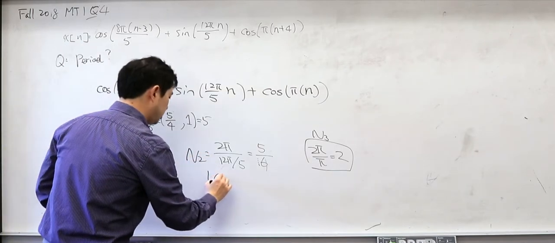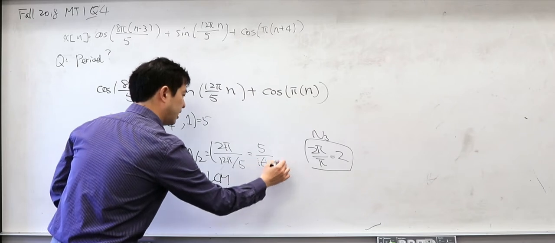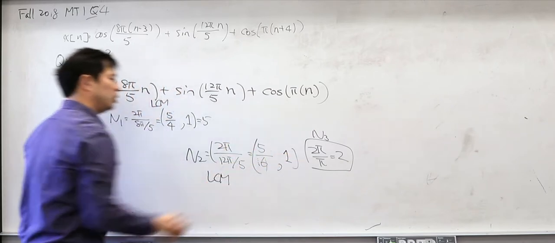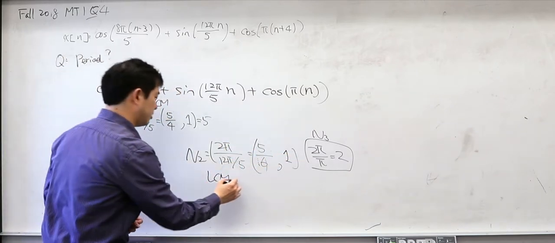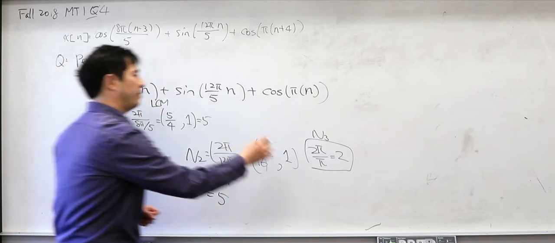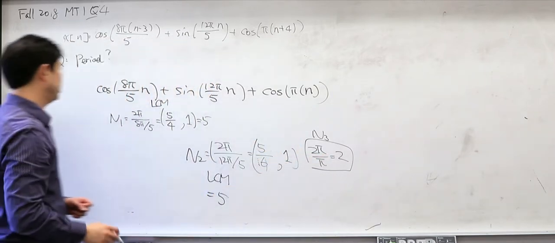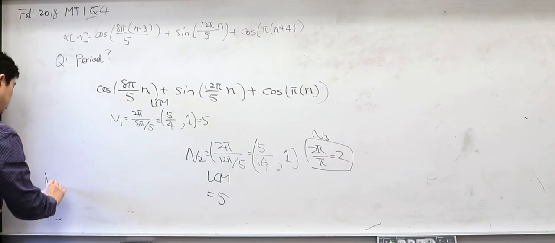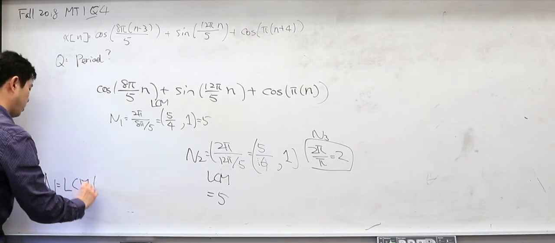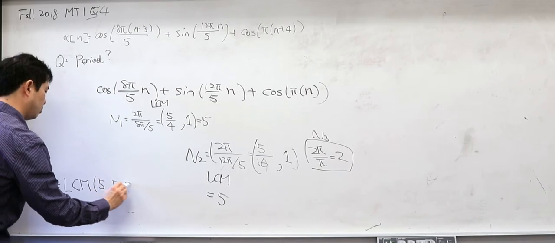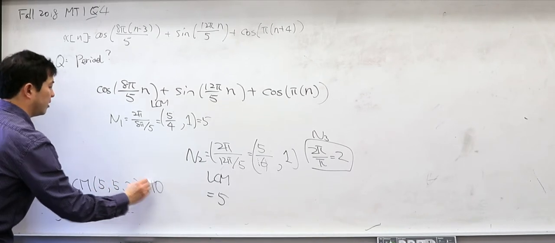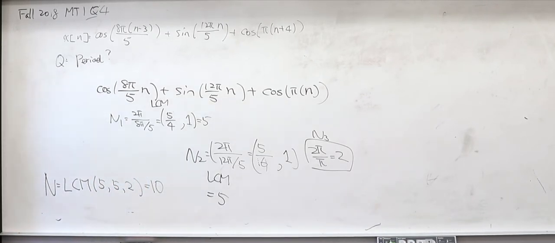N2 will be the LCM of 5 over 6 and 1, which is still 5. So this is 5. And N3 is 2, which is good. So the final period is going to be the LCM of 5, 5, and 2, which is 10. So therefore, the fundamental period for this signal is 10. Is everybody okay with the solution? So that part is pretty easy.